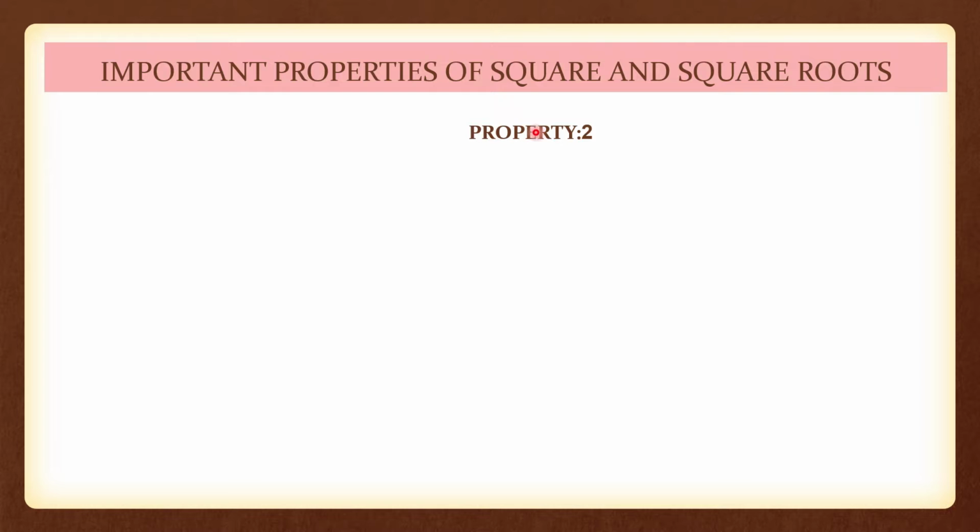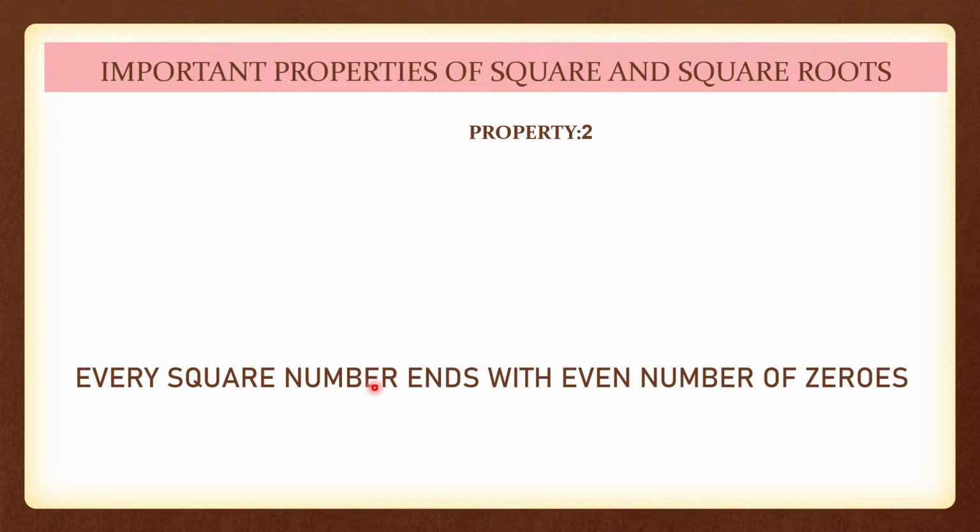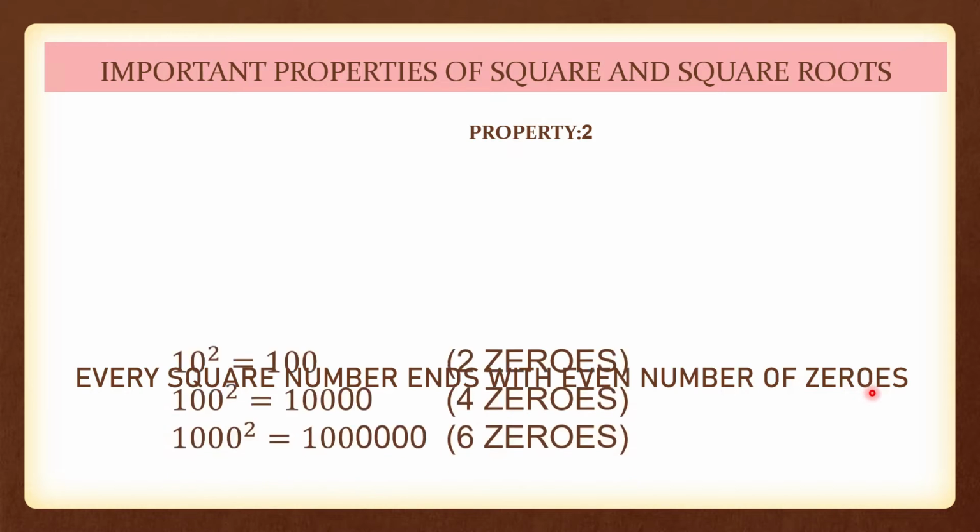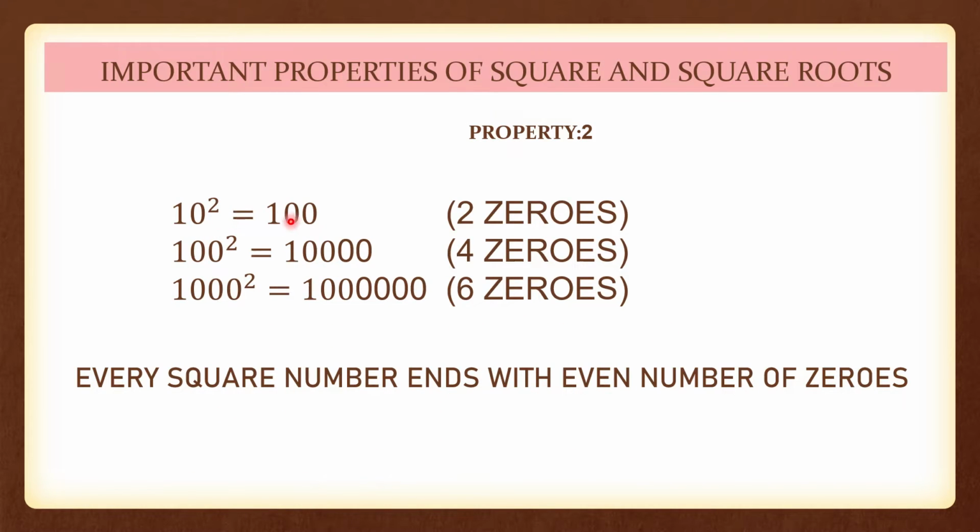Property number 2 says every square number ends with an even number of zeros. Let's verify this property. 10 square has 2 zeros which is even, 100 square has 4 zeros which is again even, 1000 square has 6 zeros which is again even. Hence we can say no perfect square number ends with an odd number of zeros. Every time there will be an even number of zeros in the case of square numbers.